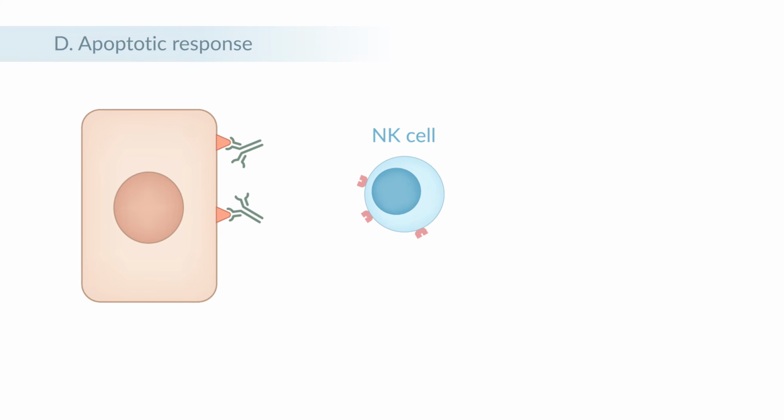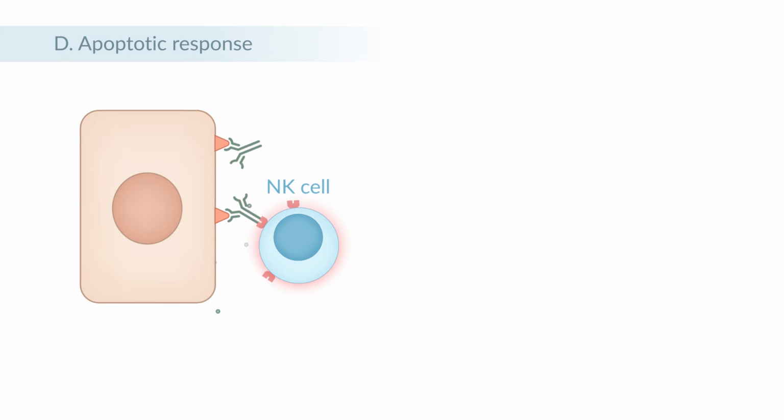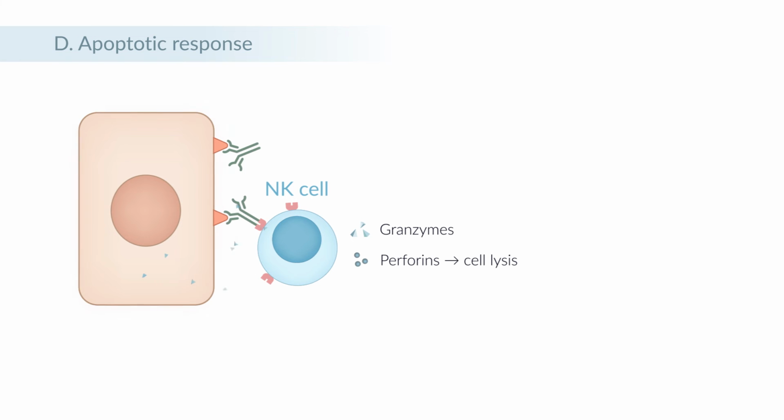Bound IgG antibodies can also be recognized by natural killer cells, often referred to as NK cells. These lymphocytes also possess Fc receptors on their surface, which bind to the antibody, leading to natural killer cell activation. The natural killer cell releases perforin, a protein similar to the membrane attack complex that inserts into the plasma membrane and causes target cell lysis. Natural killer cells also release granzymes, a group of proteins that initiate apoptosis.